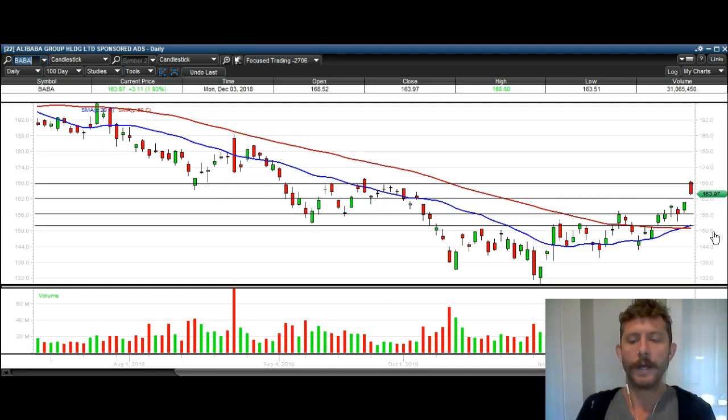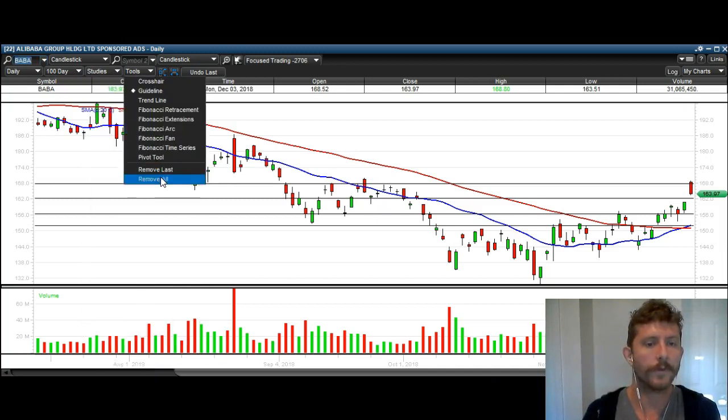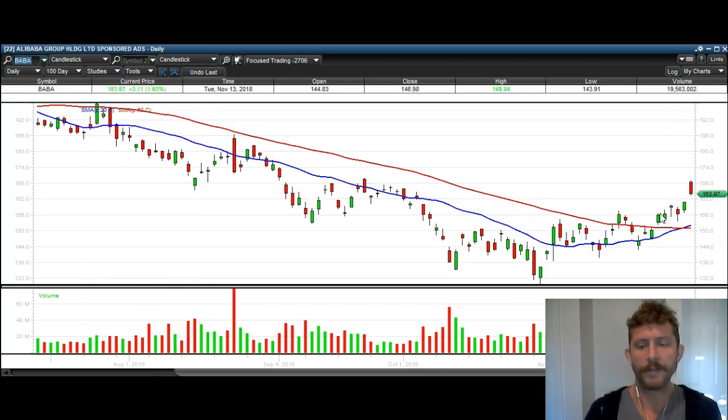and BABA, really nice mover for us. I'm going to remove all these lines. So again, the BABA play here was a double false move. Okay. So here's how it looks.